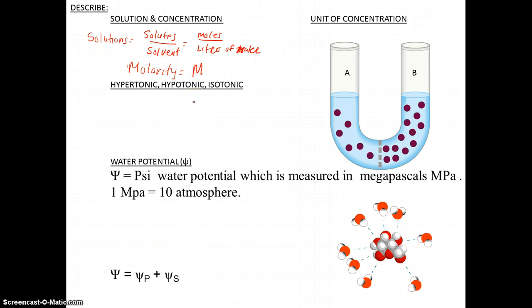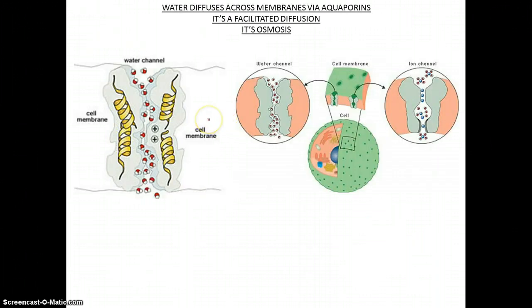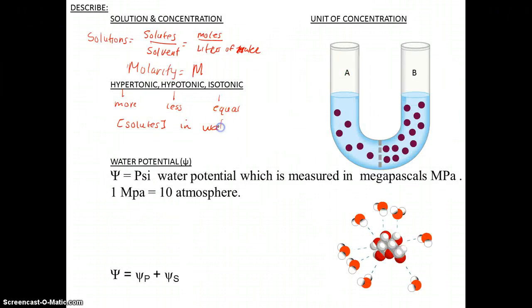The terms you've probably heard are that a solution is hypertonic, hypotonic, or isotonic. The prefix hyper means more, hypo means less, and iso means equal, and these all refer to the concentration of solutes in water. If you have a high concentration of solutes in water, that means you have less water and more solutes. In hypotonic, you have fewer solutes and more water. In isotonic, you have equal amounts of solutes and water.